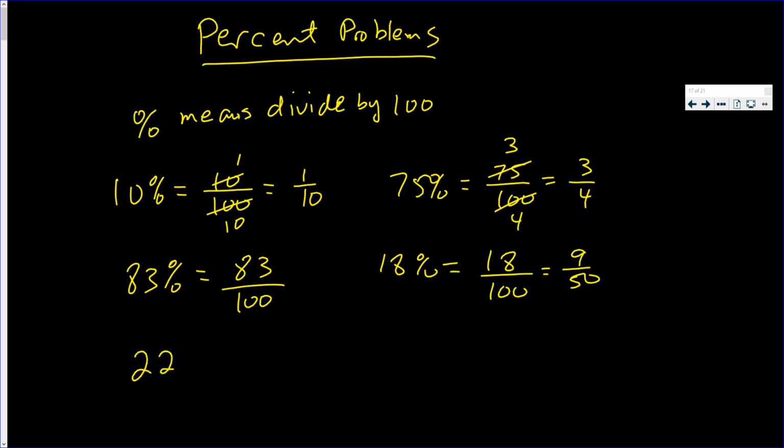If you were asked what is 22.5%, well, I would say, wait, what does 22.5 mean? Well, that's 45 over 2%. So you mean 45 over 2 divided by 100. 45 halves divided by 100.